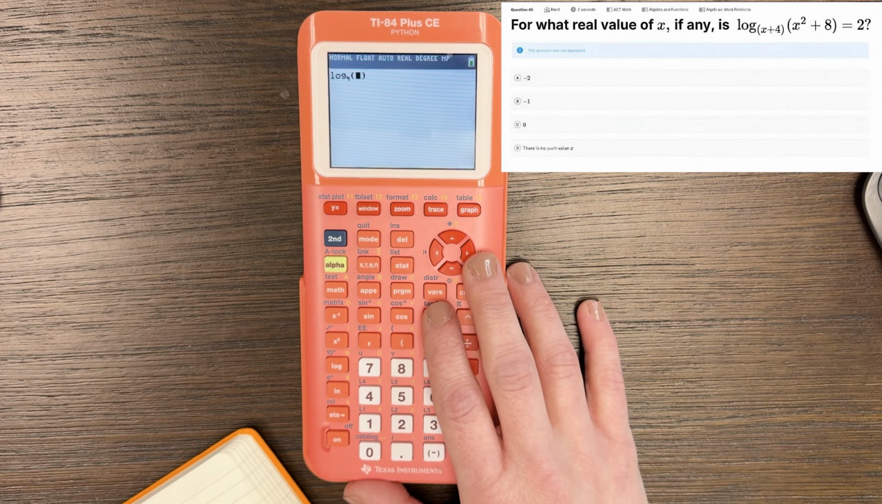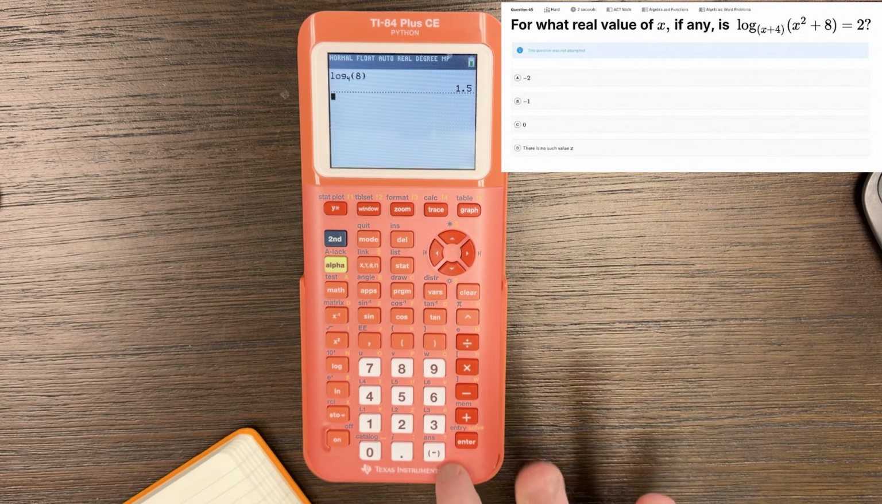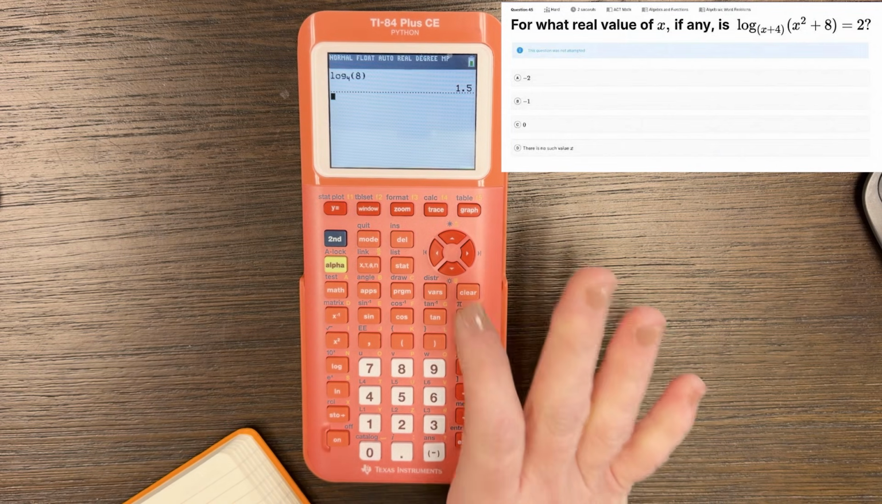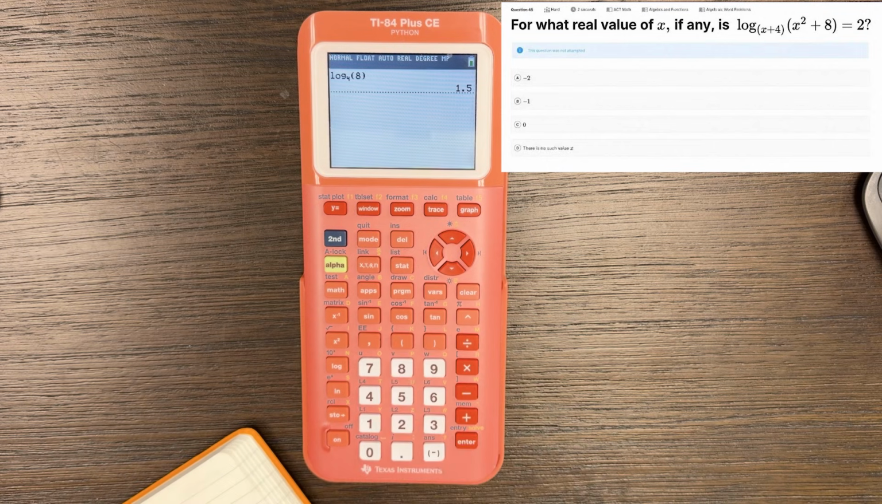And then on the parentheses, you're seeing x squared plus 8. So 0 squared plus 8 would just be 8. You tab over and you hit enter. And you reference back that it's supposed to equal 2. So then you know that 0 is incorrect. You would rinse and repeat this till you found the correct solution. But regardless, you absolutely need to know where log bases are.